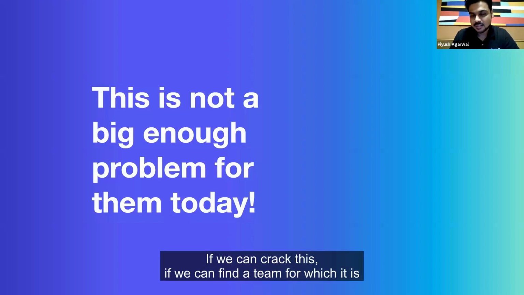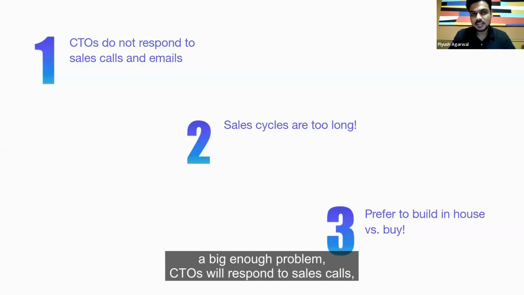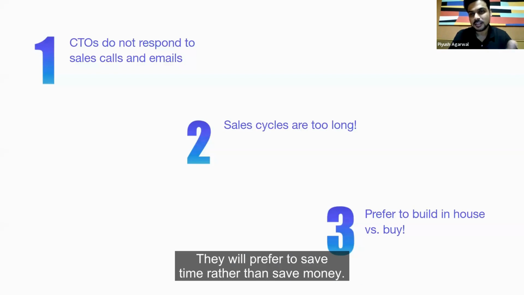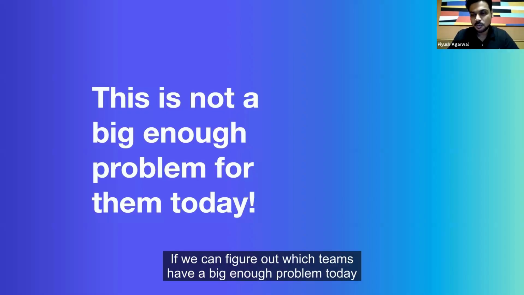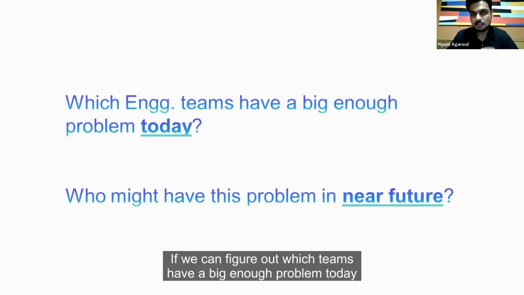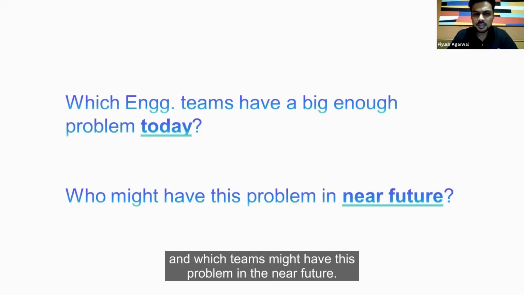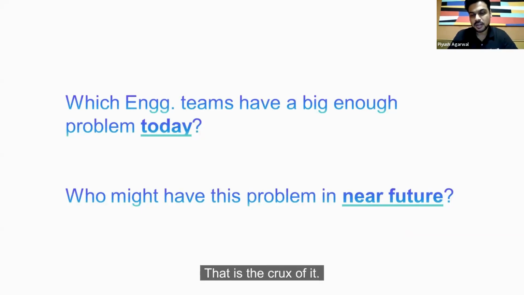And if we can crack this, if we can find a team for which it is a big enough problem, CTOs will respond to sales calls, sales cycles will be short, and teams will not prefer to build. They will prefer to save time rather than save money. So all of these things get solved if we can figure out which teams have a big enough problem today and which teams might have this problem in the near future. So that is the crux of it, right? That is exactly what we try to solve.